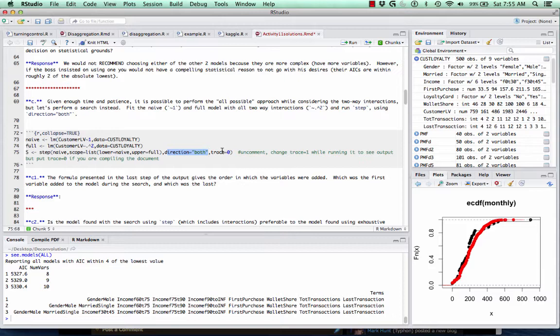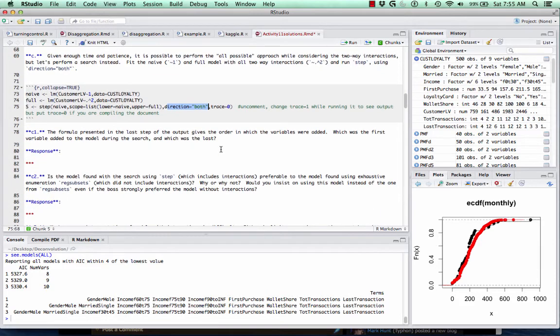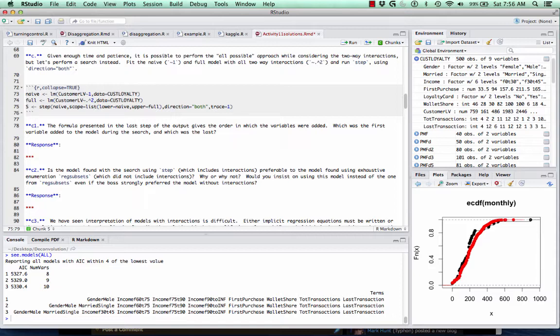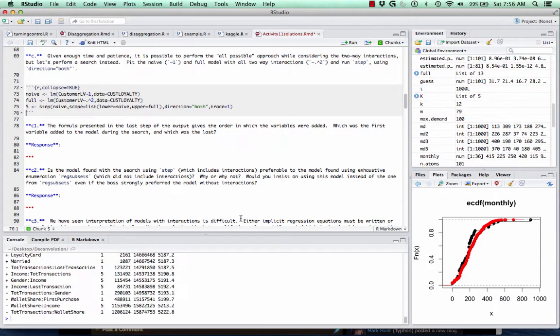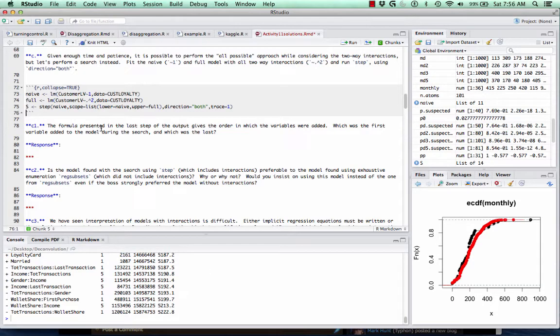And trace is equal to 0 turns off the narrative, basically. It turns off the model building procedure and steps so that you can't see it, but it still saves the result. So trace is equal to 1 is what we're actually going to have here. Because we do want to see the output, trace is equal to 0, we'll just hide that output here. So let's run. A lot of outputs to the screen here.